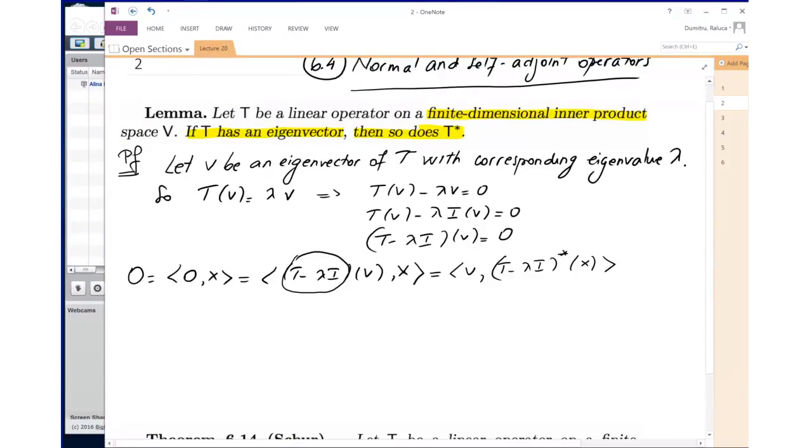All right, but with the properties of the adjoint, we know, from the previous theorem that we proved, that the adjoint of a sum is the sum of the adjoints, and whenever you have a scalar multiple, that turns into the complex conjugate. So we get V inner product with T star minus lambda bar identity, the adjoint of identity is just identity, all applied to X.